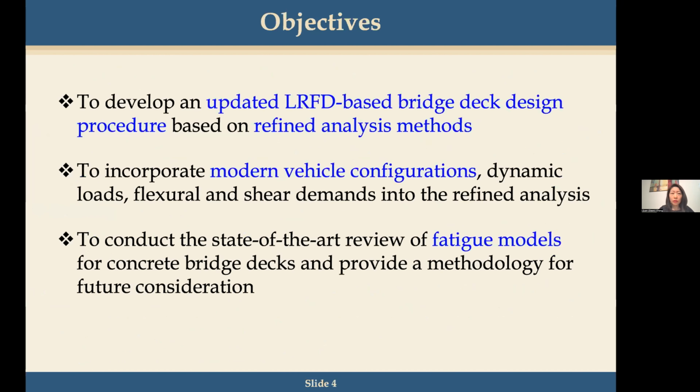So the objectives of this research included the development of an updated LRFD-based design method using the refined analysis methods. We would like to incorporate the modern vehicle configurations, the dynamic loading condition, and flexure and shear demand into the refined analysis. The other task in this project is to conduct a state-of-the-art review of the fatigue model for concrete bridge deck design and come up with a methodology for future consideration, since this task is slightly beyond what we can achieve in this 2-year project. So that was the scope of this particular task on the fatigue issue.